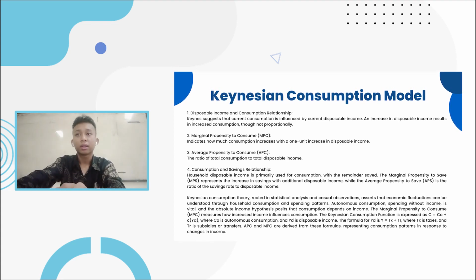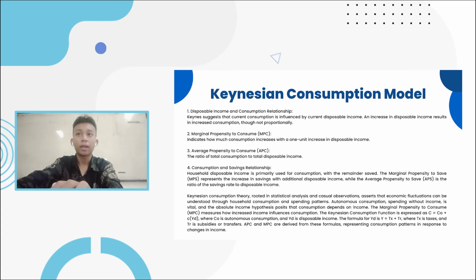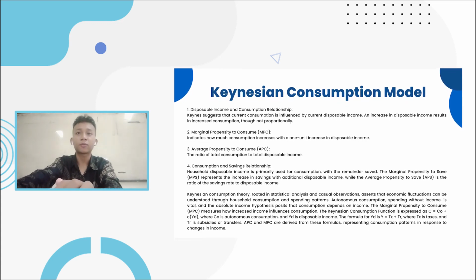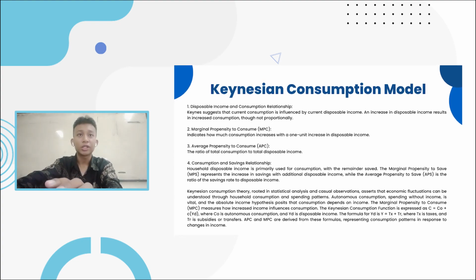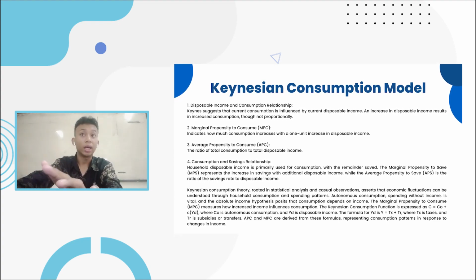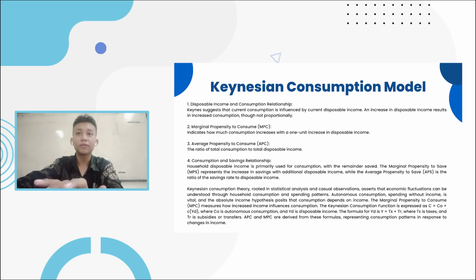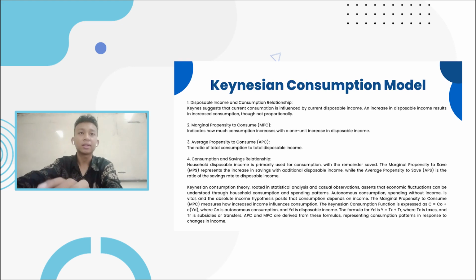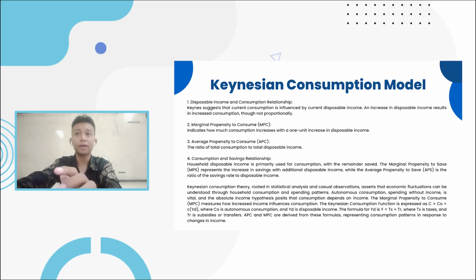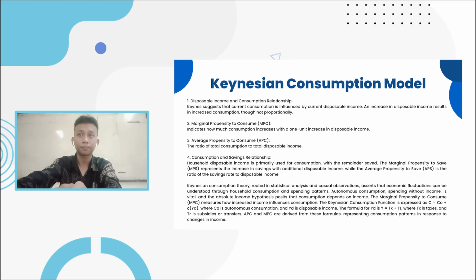Fourth, consumption and saving relationship. Household disposable income is primarily used for consumption, with the remainder saved. The marginal propensity to save, MPS, represents the increase in savings with additional disposable income, while the average propensity to save, APS, is the ratio of the saving rate to disposable income.